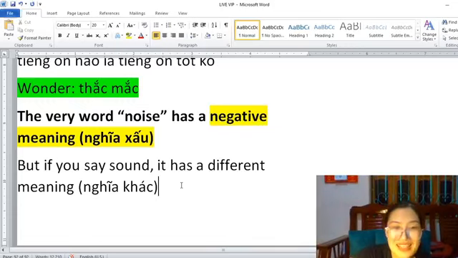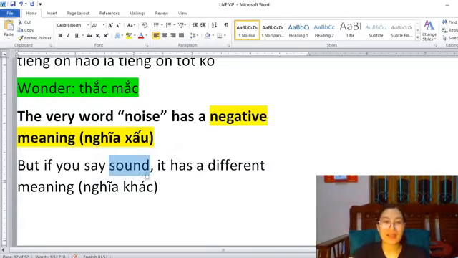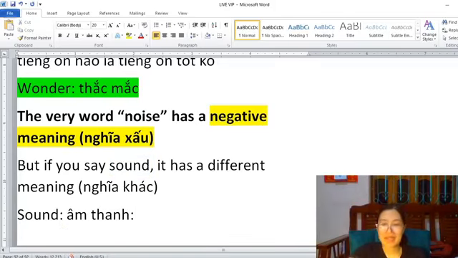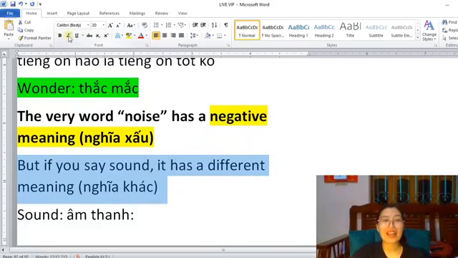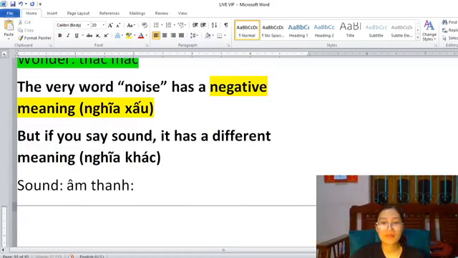Okay chưa? But if you say sound, it has a different meaning. Câu này là nếu như bạn nói về sound, sound ở đây nghĩa là âm thanh các bạn ạ. Sound, âm thanh. It has a different meaning. Được rồi, cũng đã thấy các bạn comment được rồi đấy. Nhưng nếu mà bạn nói cái từ nghĩa là âm thanh thì nó lại có nghĩa khác.